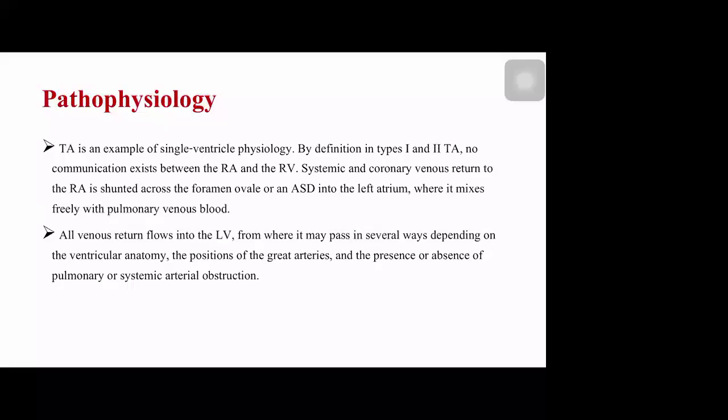So there could be presence of DTGA or LTGA. There could be presence of restrictive or non-restrictive VSD. There could be presence of aortopulmonary collaterals. There could be presence of PDA. So based on this anatomical variation, the LV output will be circulated.